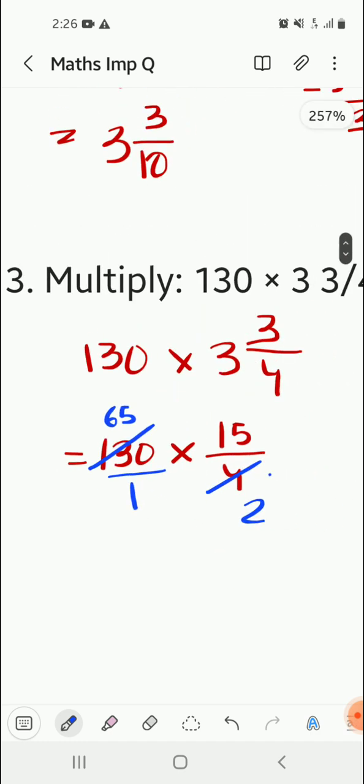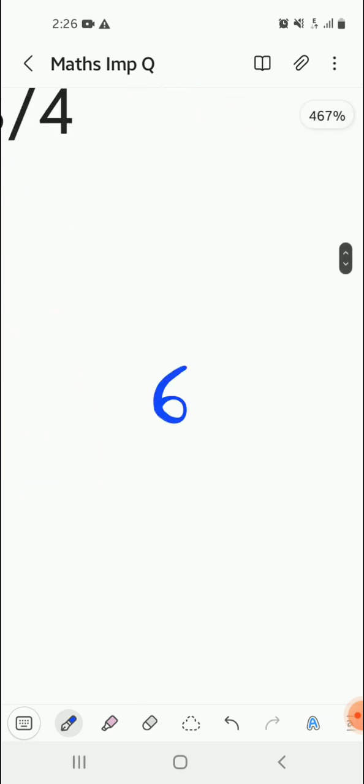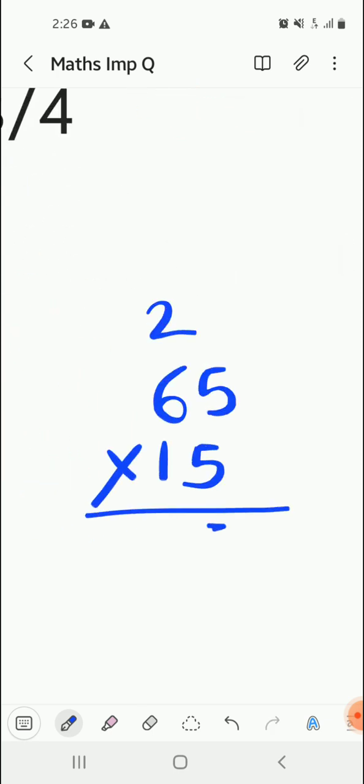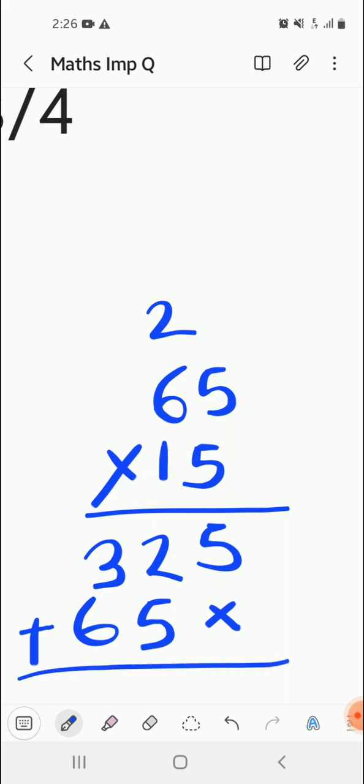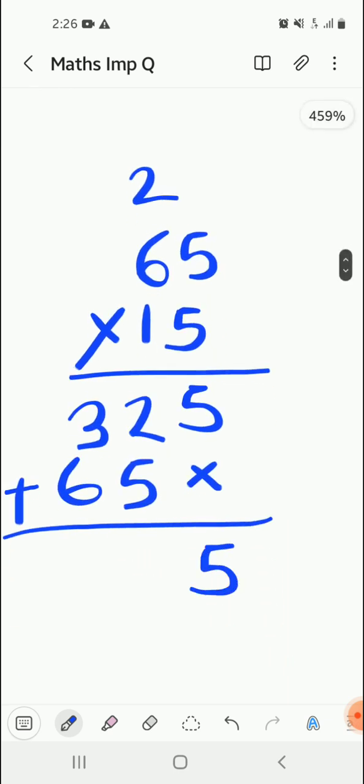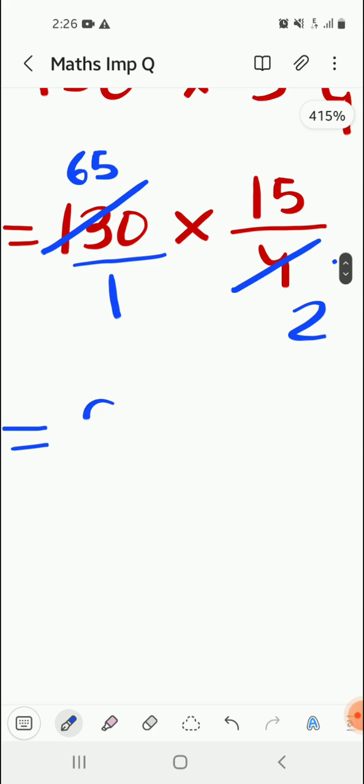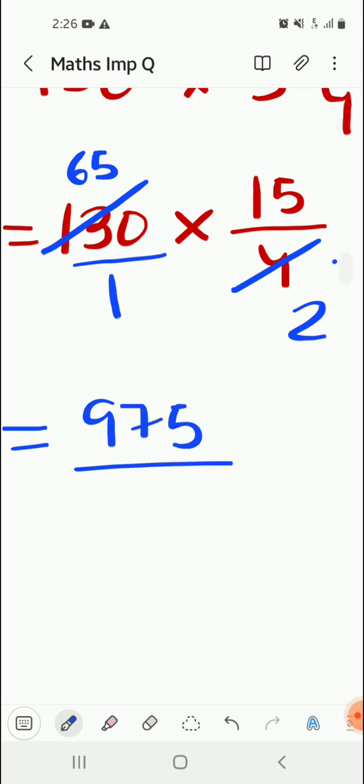Now in this case, it is not possible for us to divide anything more, so simply 65 into 15. Let us find out. 65 into 15. 5 into 5, 25. 5 into 6, 30, plus 2, 32. 5 ones are 5 and 6 ones are 6. Now it becomes 5. 5 plus 2, 7, and 6 plus 3, 9. So this becomes 975 by 2.